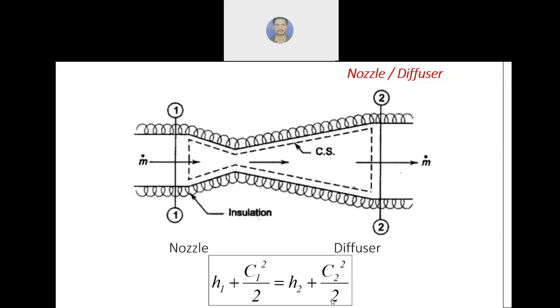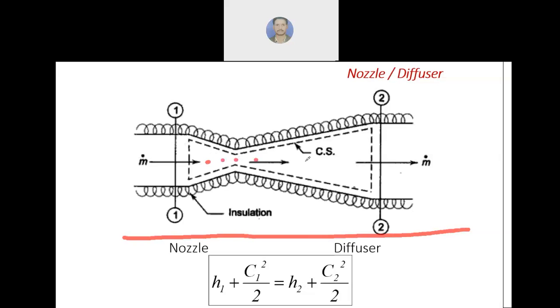Now someone can say, sir, what about potential energy? Yesterday I told you q plus h1 plus c1 square by 2 plus gz1 equals w by m plus h2 plus c2 square by 2 plus gz2. Insulation is there, so q is 0. There is no work transfer, so work is 0. But what about potential energy? For potential energy, we will see how the terms are neglected. Suppose this horizontal line is our reference line, datum line, and this middle portion.